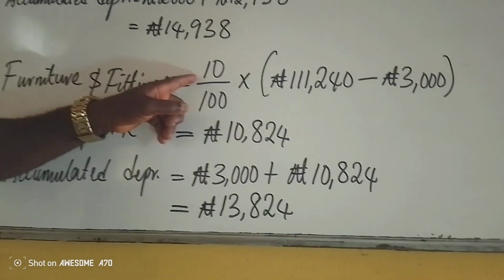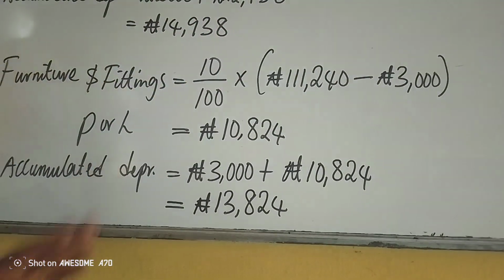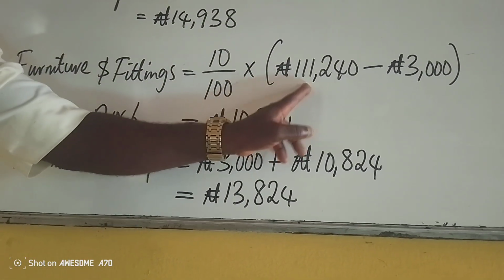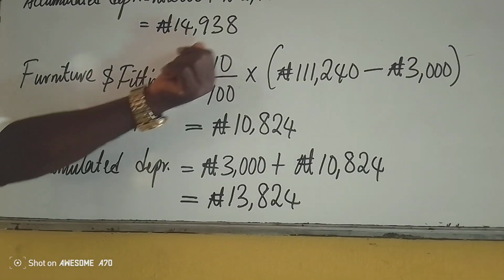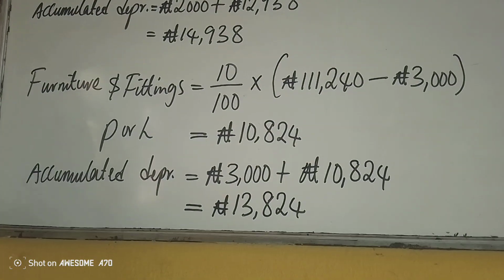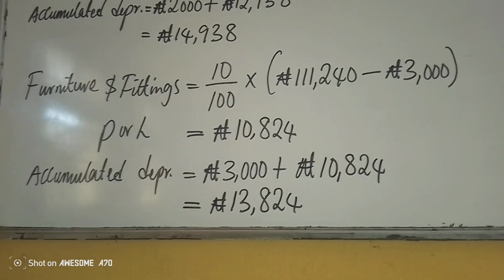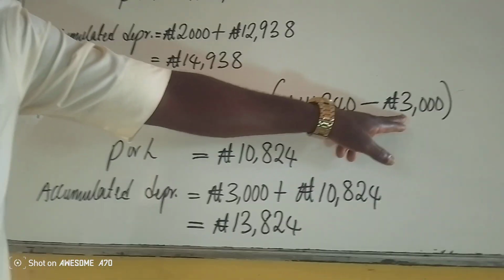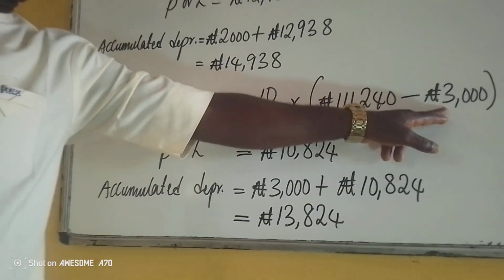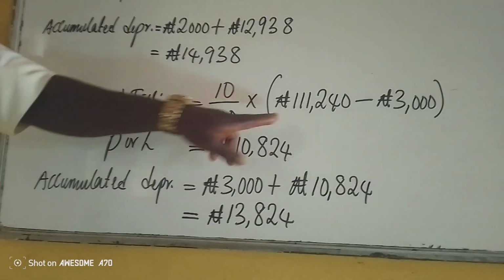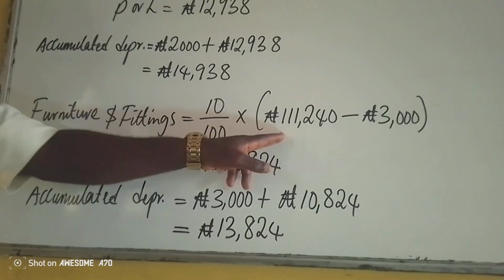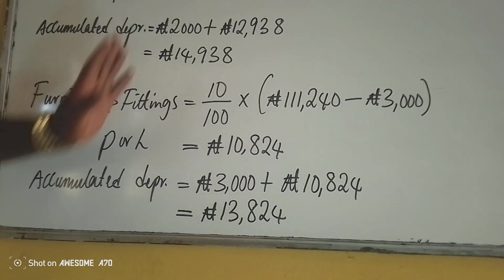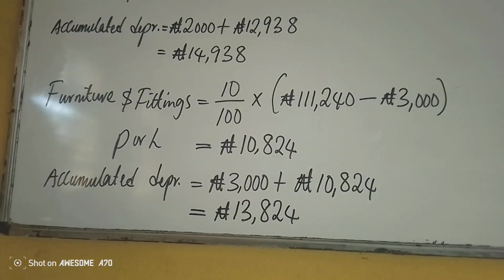Here you work 10%, but you cannot work 10% direct on cost. You will not get it right. The cost of furniture and fittings was 111,240. If you work the 10% direct on the cost, as in the case of motor vehicle, mind you, the answer will be wrong. So what do you do? First, you take the accumulated depreciation of furniture given in the trial balance, which was the previous accumulated depreciation, and subtract it from the cost of the furniture and fittings to get what is called the written down value in the current year. Then you work the percentage on the balance for you to get the correct answer.